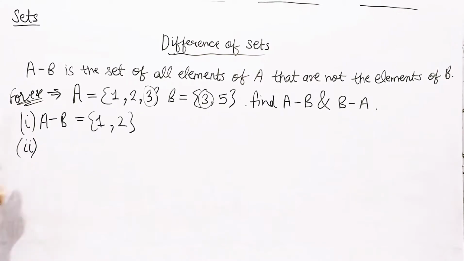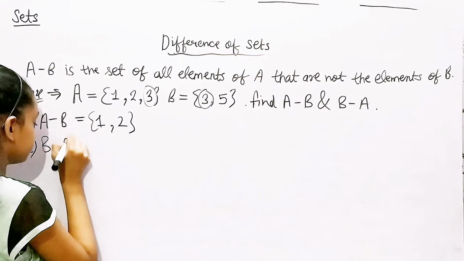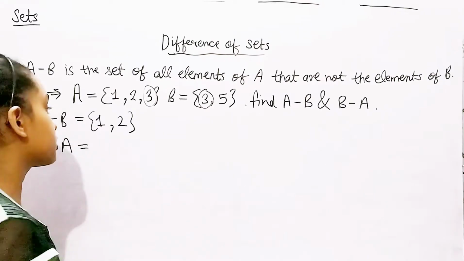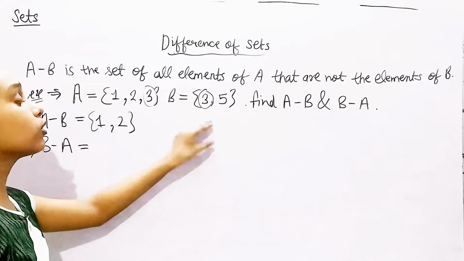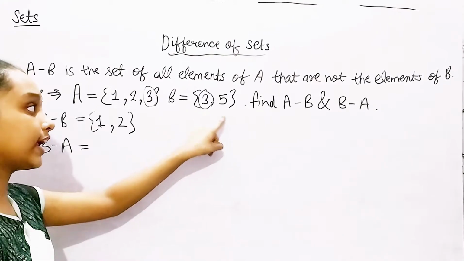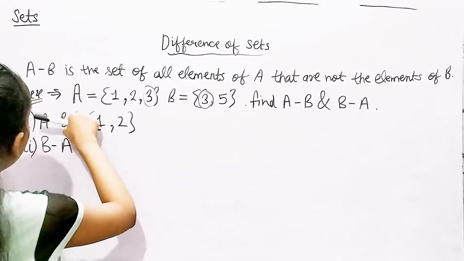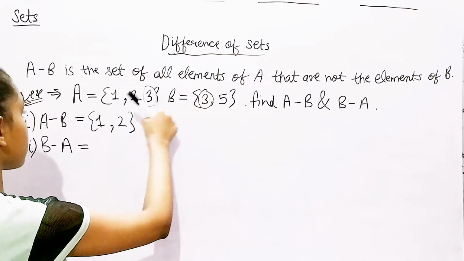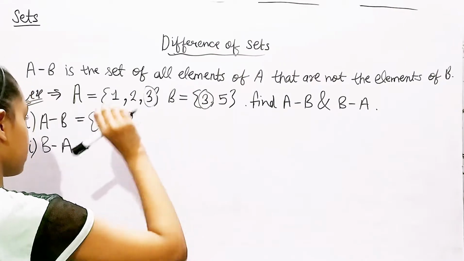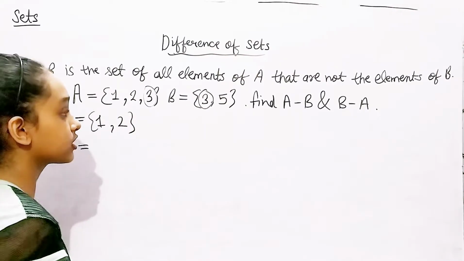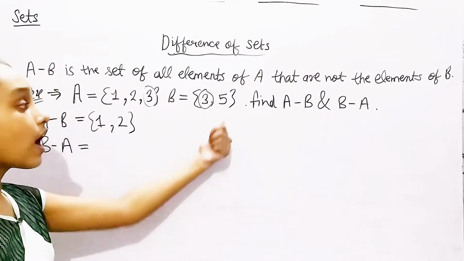So what is B minus A? First of all, we're going to see, in set B we have only 2 elements, and that is 3 and 5. And in set A, we can see that 3 is common, so we're not going to write it. So there's only 5 left. We have only 1 element left, and that is 5.